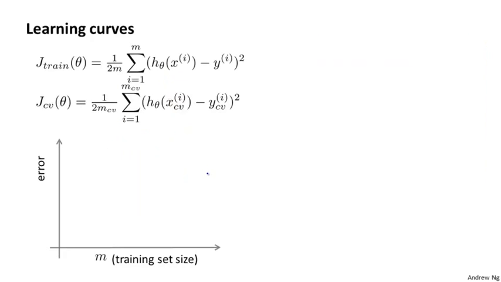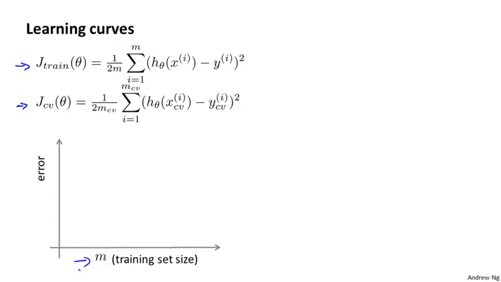Here's what a learning curve is. To plot a learning curve, what I usually do is plot JTrain, which is the, say, average squared error on my training set, and JCV, which is the average squared error on my cross-validation set. And I'm going to plot that as a function of m, that is, as a function of the number of training examples I have. And so m is usually a constant, like maybe I just have 100 training examples.